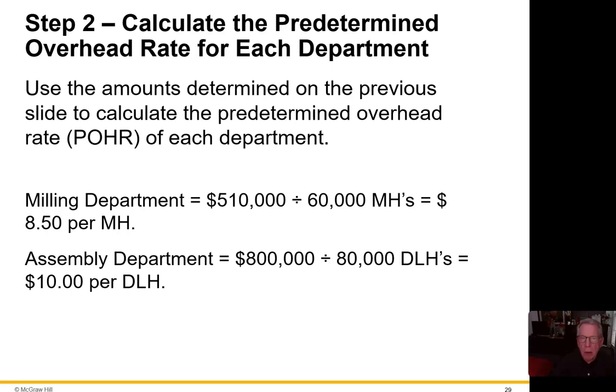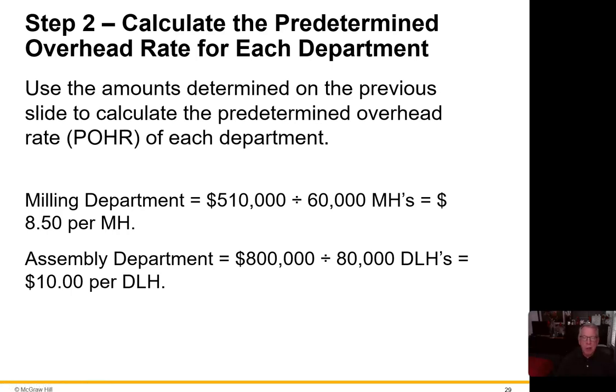Now, we use those amounts we determined on the previous slide to calculate the predetermined overhead rate of each department. So we take that $510,000 and divide it by the 60,000 machine hours. That means we're going to apply overhead of $8.50 per machine hour used in the milling department to the jobs that they create. Same thing in assembly, except we're going to use direct labor hours here in our total overhead to get $10 per direct labor hour.